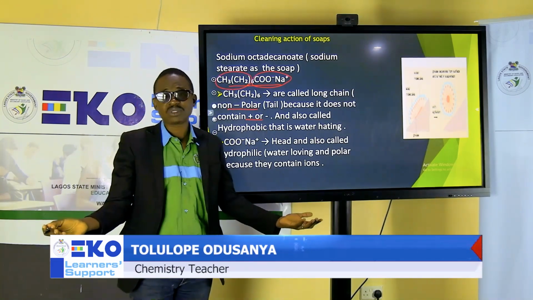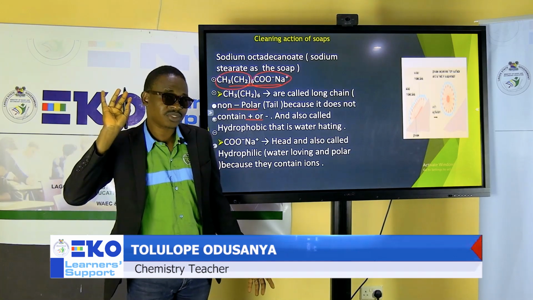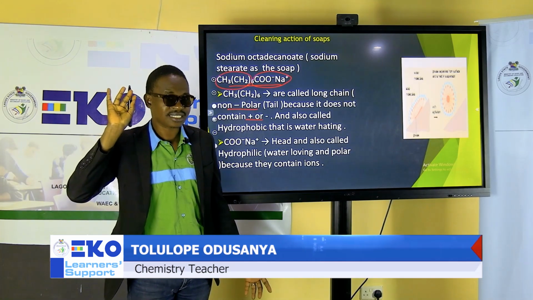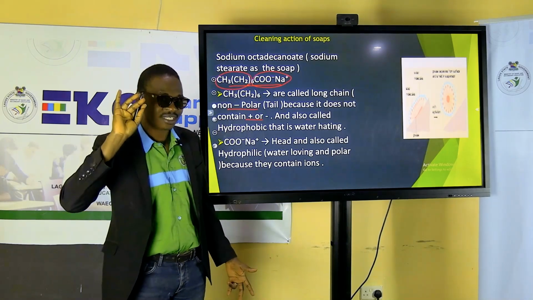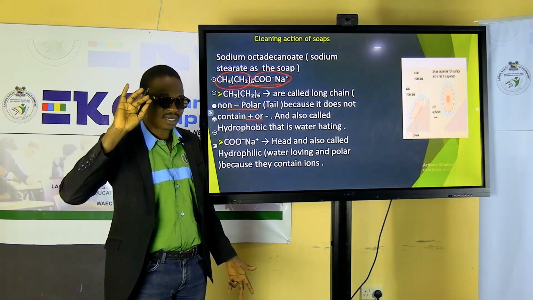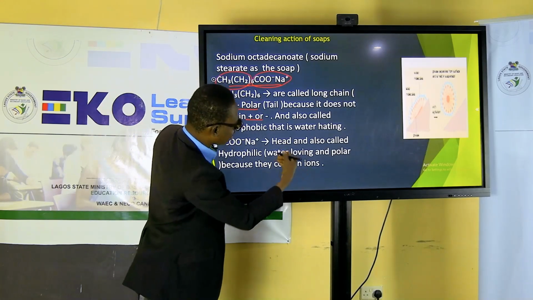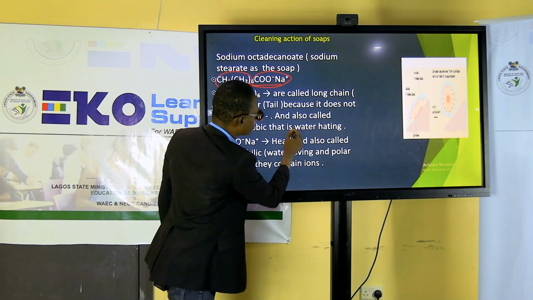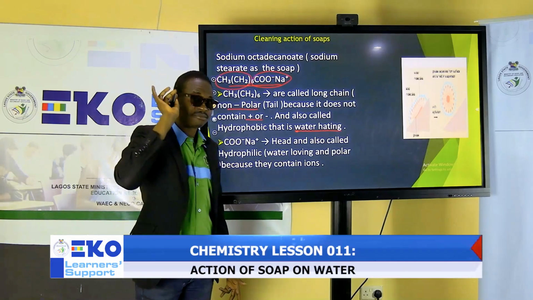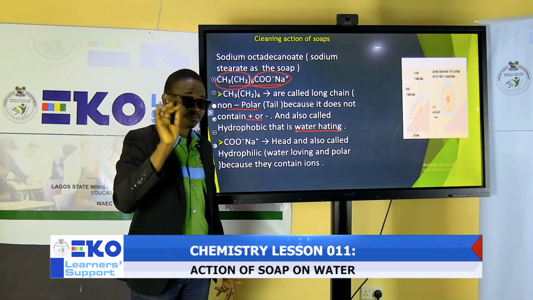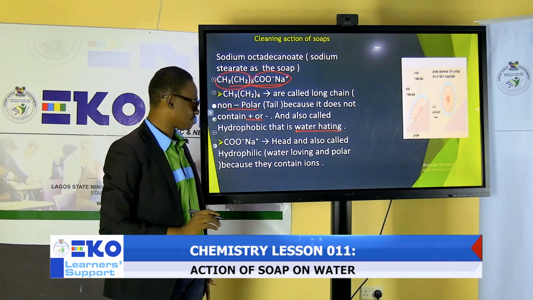So what do we call them generally? They are called hydrophobic. Say it again. Hydrophobic. Another word, they are called water haters. So why are they called water haters? Because they don't contain both the negative and the positively charged ions.